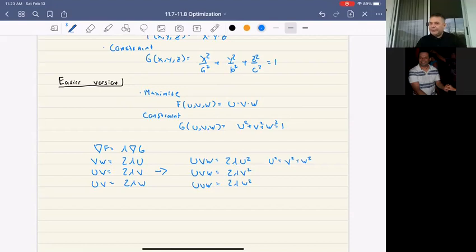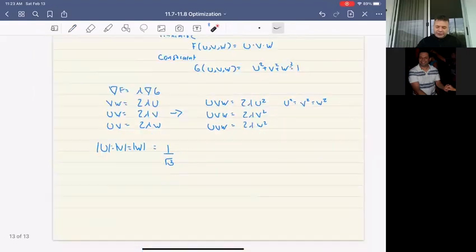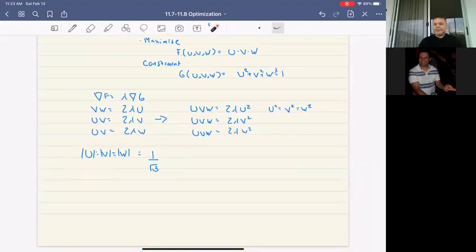I didn't need to find lambda, okay? So in this case, they're all going to equal 1 over the square root of 3, or at least u, v, and w are. Actually, absolute values, I should say. Okay, so that's going to give us our answer. We're going to have either maxes or mins, but they're all going to occur at these different places.